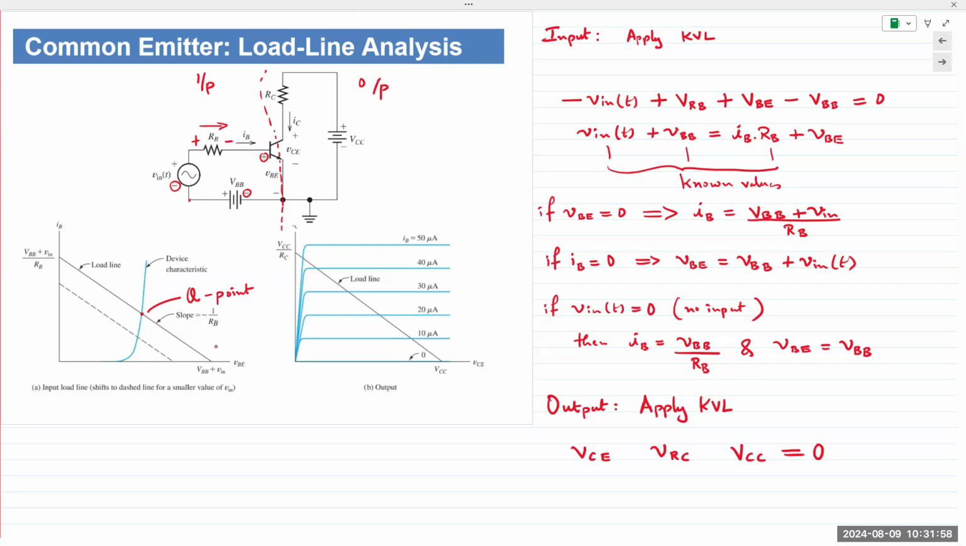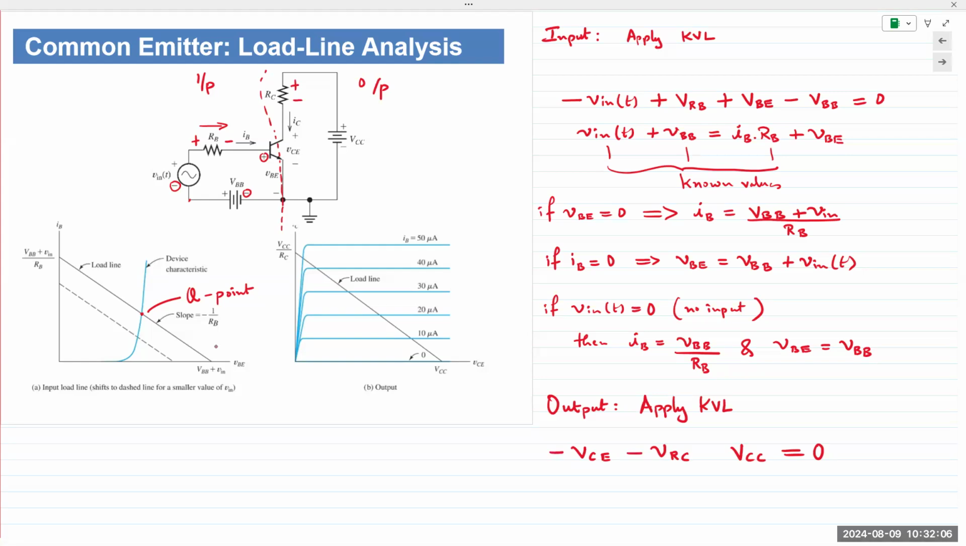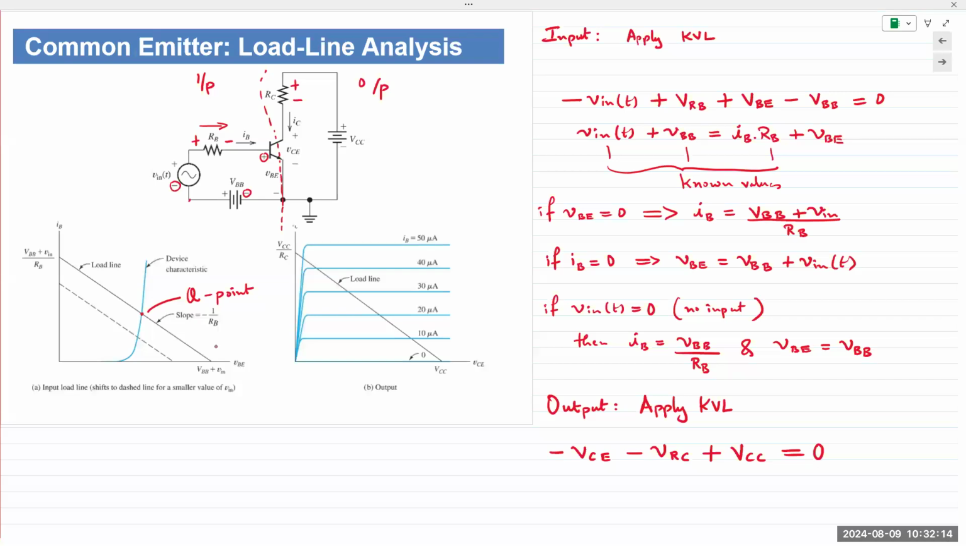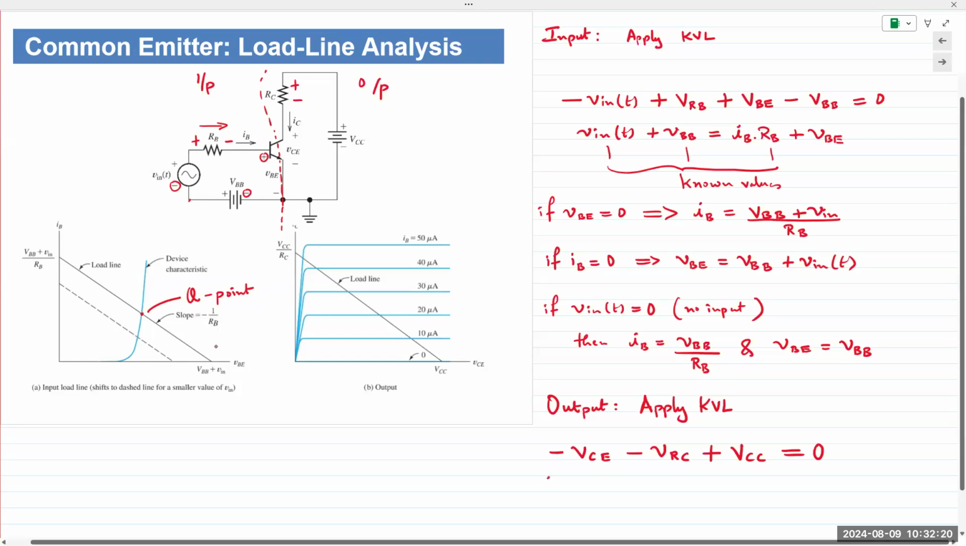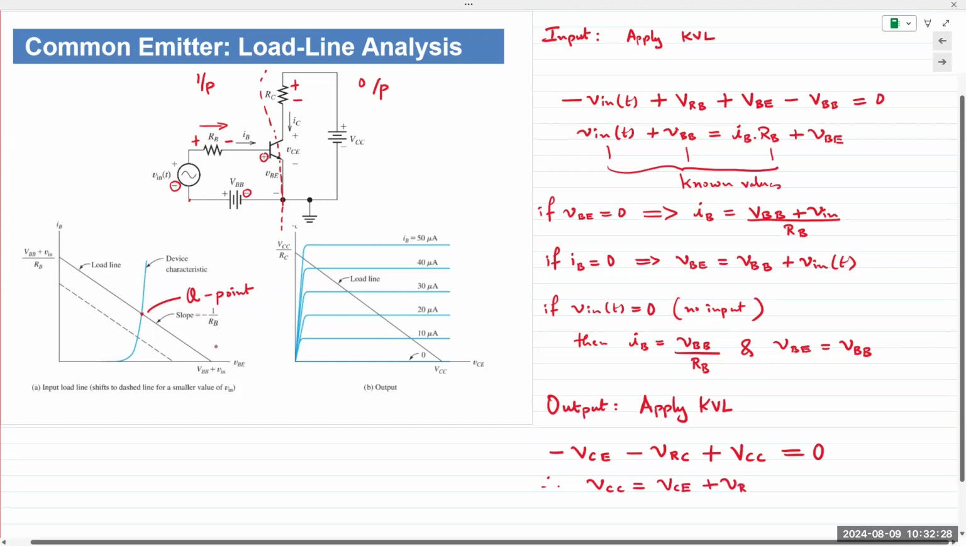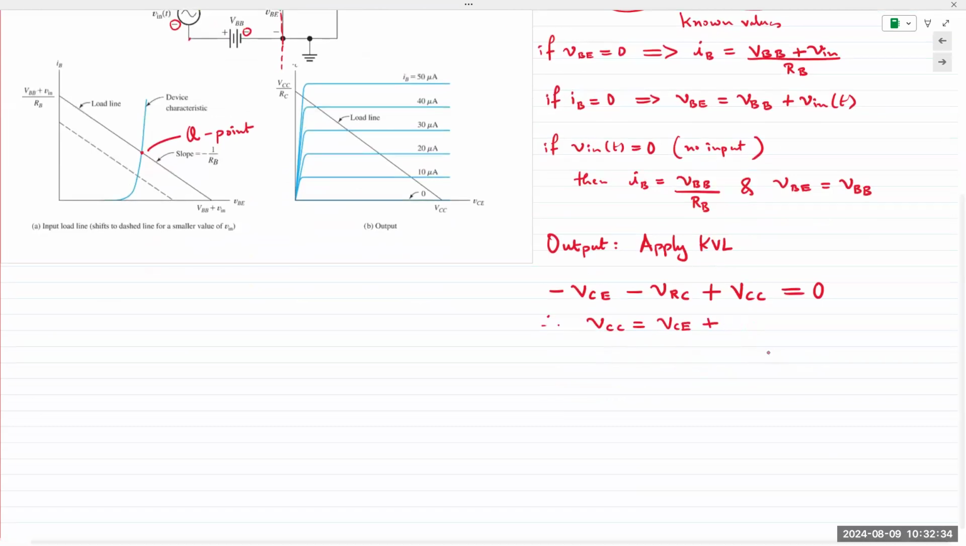Once I place the signs, I would have minus VCE minus VRC plus VCC equals 0. VRC from Ohm's law, I can write as the voltage drop due to the current IC, so it'll be ICRC. And so therefore I can write VCC is VCE plus, instead of VRC, let me write it as ICRC.